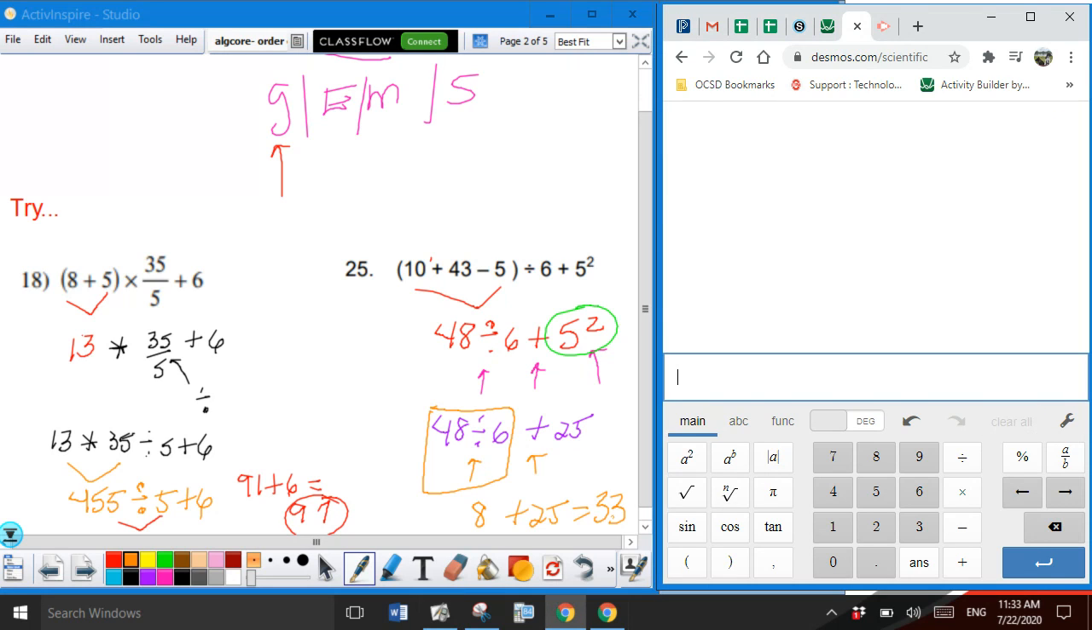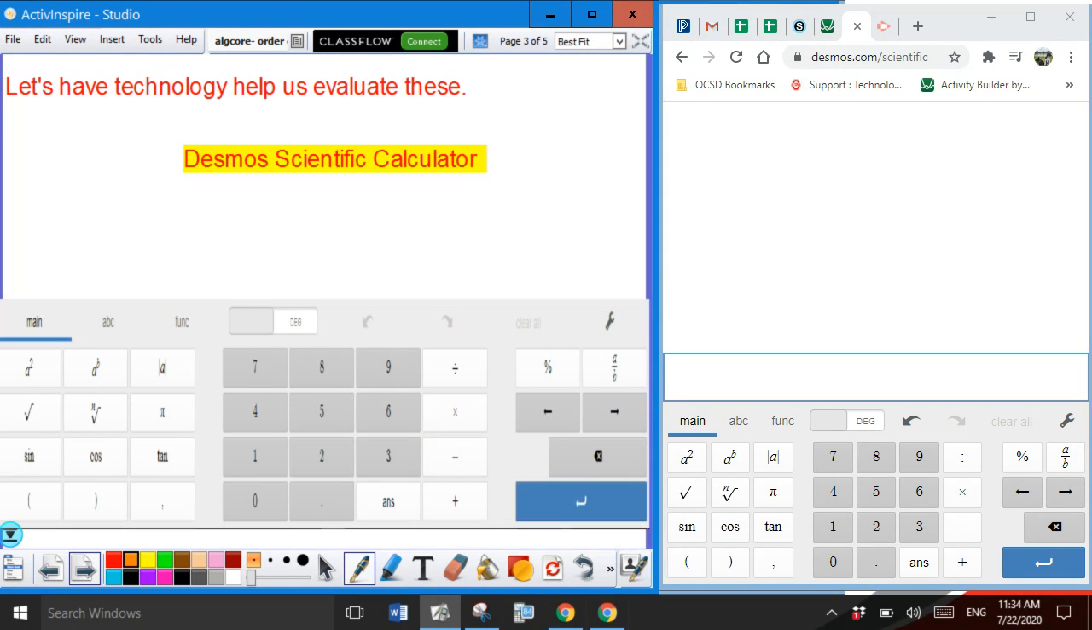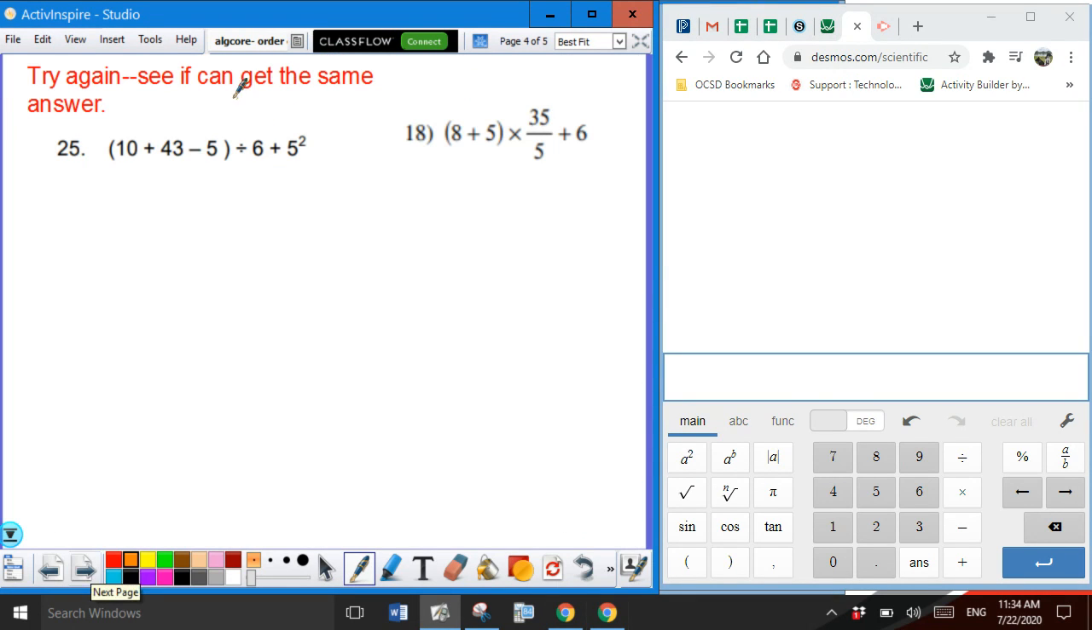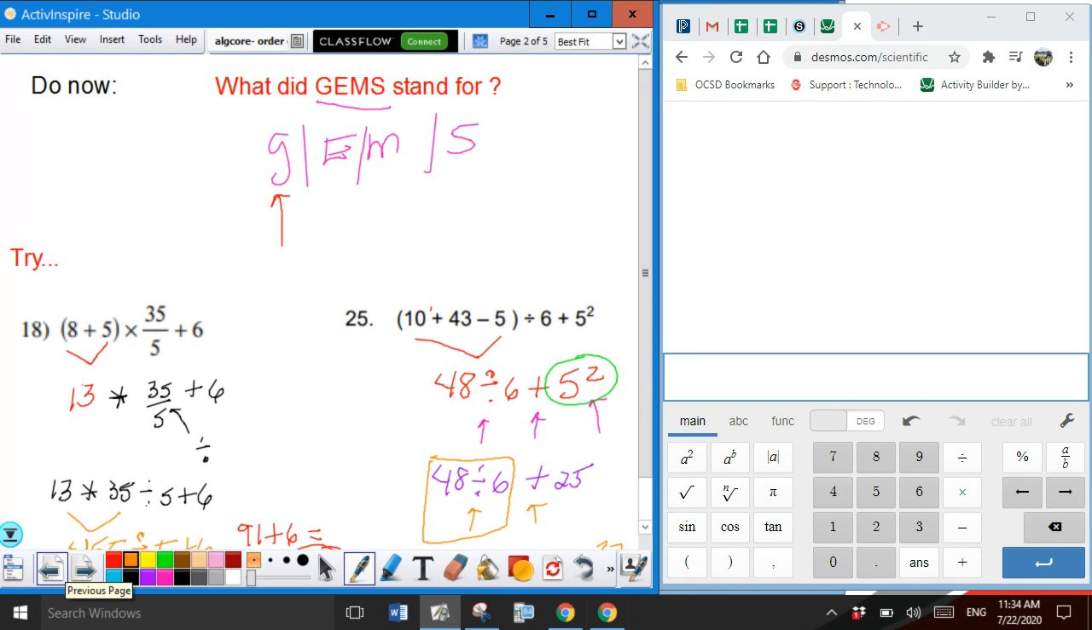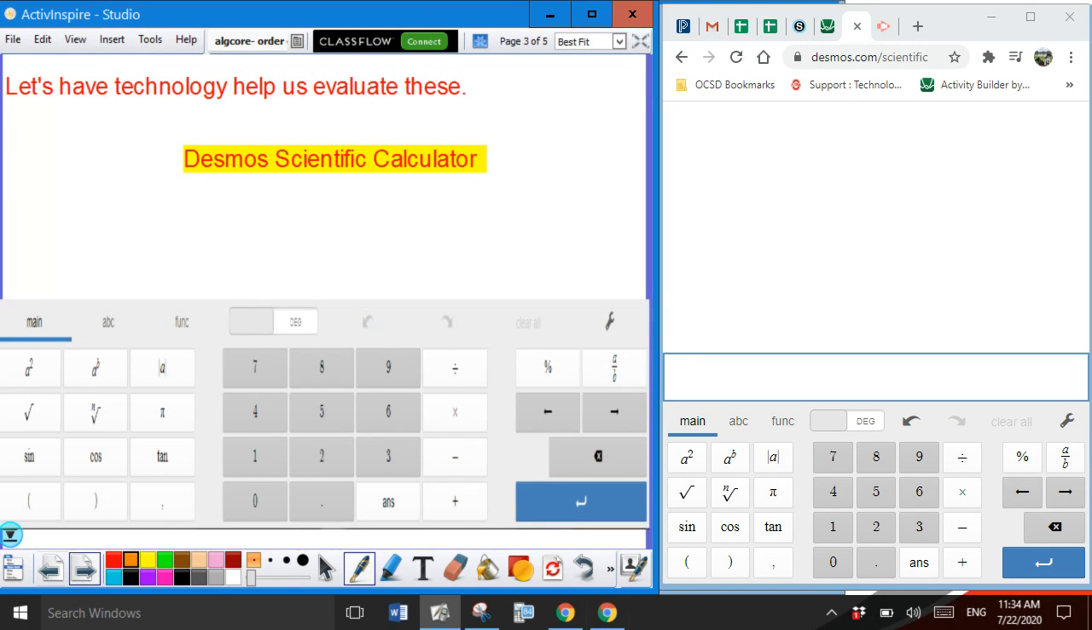Okay, now that's a lot of work. And you do need to understand how problems are solved, because there will be some times where we ask you to solve things without a calculator. But we also want you to understand how to use the calculator to solve this. So we got 33 and 97.